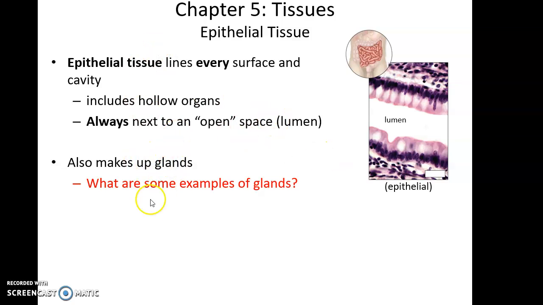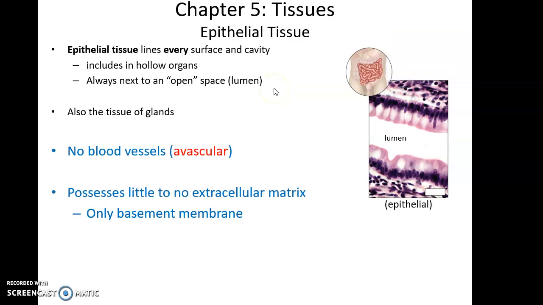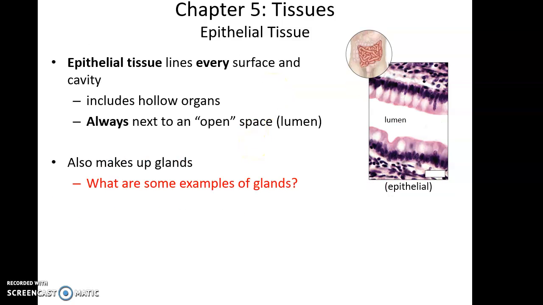Now epithelial tissue also makes up glands. And what are some examples of glands? I'm sure you can think of a lot of examples of glands. We have salivary glands, we have mucus glands that produce mucus, we have a lot of different kinds of glands: thyroid gland, pituitary gland. There's a lot of glands out there.